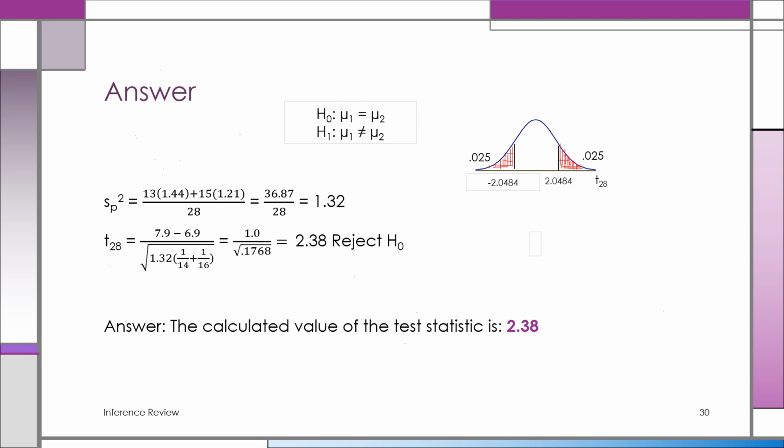It's just following a formula. It's not terrible, but it's a hairier formula than the ones you've been using till now. The calculated value of the t-statistic for this problem is 2.38. It is in the region of rejection. It's greater than the critical value of 2.0484, and so we reject the null hypothesis. The two means are not the same. And to answer the question, the calculated value of the test statistic is 2.38.